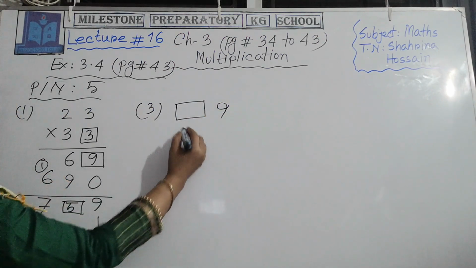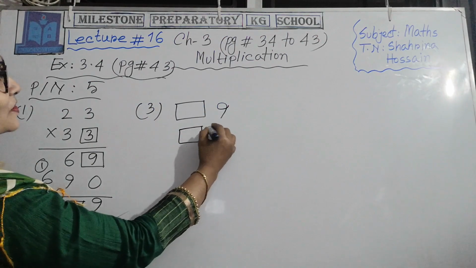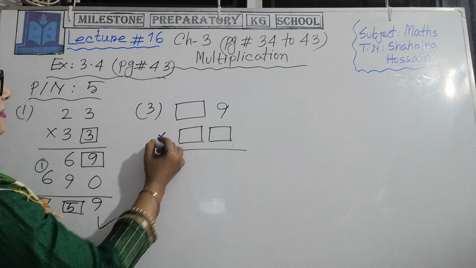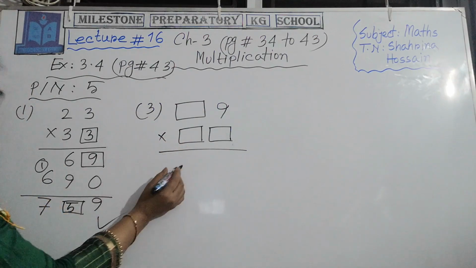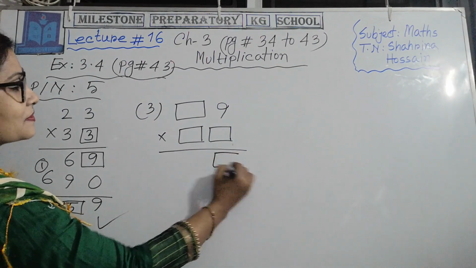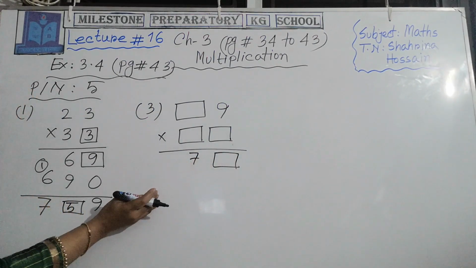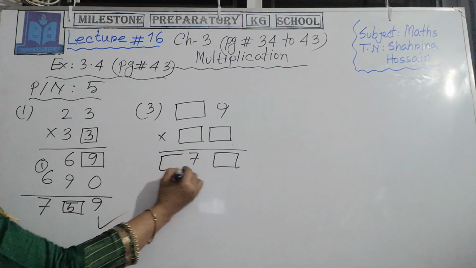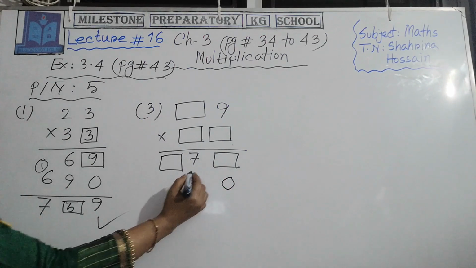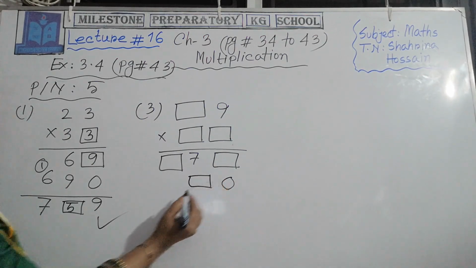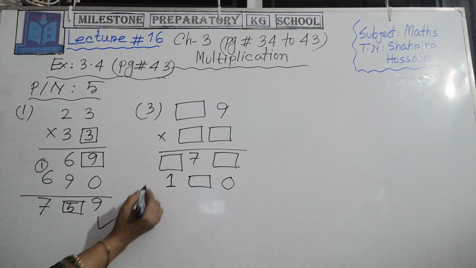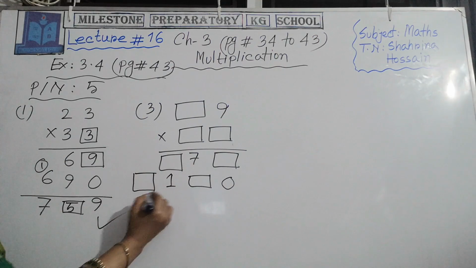Box plus 9, and in the downside no digit are there. Okay, then they are giving here box, then 7, then again box. In the downside there is 0. Under the 7 there is a box, 1, then again box. Okay.